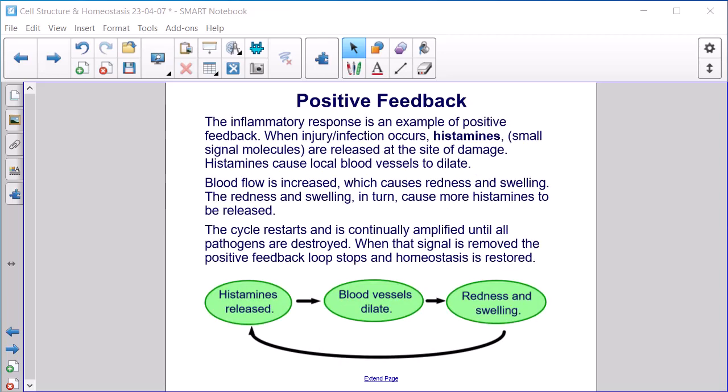The inflammatory response is an example of positive feedback. When injury or infection occurs, histamines, small signal molecules, are released at the site of damage. Histamines cause local blood vessels to dilate. Blood flow is increased, which causes redness and swelling. The redness and swelling, in turn, cause more histamines to be released. The cycle restarts and is continually amplified until all pathogens are destroyed. When that signal is removed, the positive feedback loop stops and homeostasis is restored.